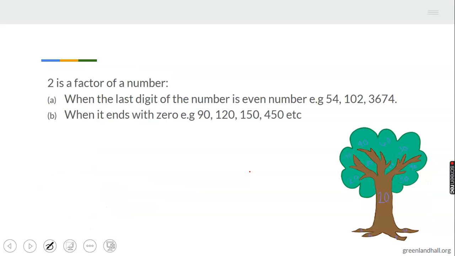Now, 2 is a factor of a number, is that not so, when the last digit of the number is even. For example, we have 4 being even, 2 is even, 4 here is even. Now, we can say 2 is a factor of that number. That's how to test. When it ends with 0, also we can use it as a factor because it's going to give us numbers without remainder.